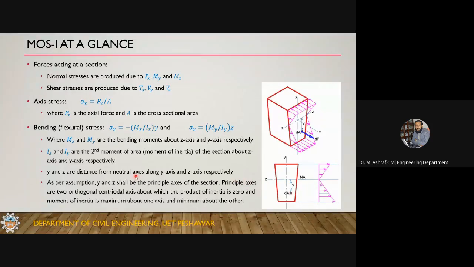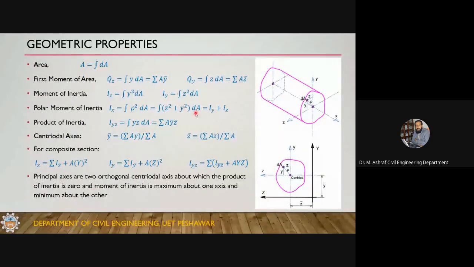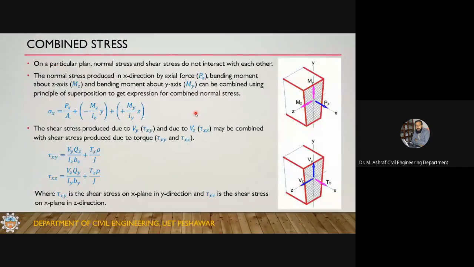So you'll have to correct this now, and we also discussed the geometric properties, and geometric properties are very important. You should be able to calculate the cross-section area, to locate the centroidal axis, to calculate the moment of inertia about any axis, and to calculate the product of inertia. Without these properties, you will be unable to solve any kind of real-life problem using the mechanics of solids theory. So you need to know and be familiar with these geometric properties.